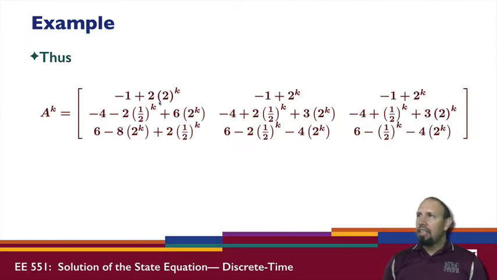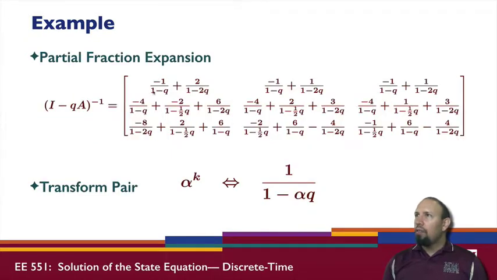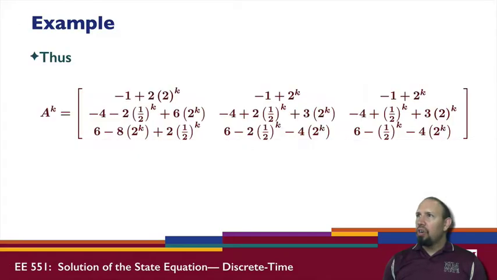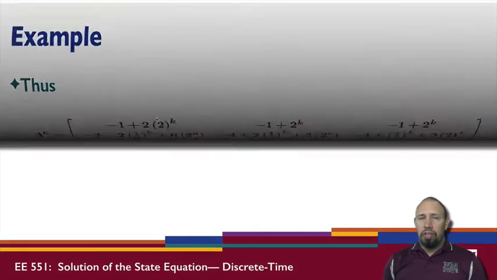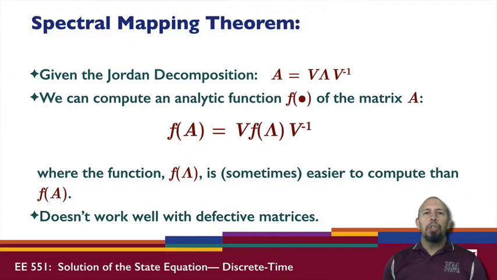You notice it has various quantities raised to the power k. Notice here I have 1 minus q, so basically it's 1 to the power k, which is just 1. That's like a unit step where it's just constant values of 1, and so I just get constant values in some of these cases. So that's our state transition matrix. That's how we would do it using transform methods.